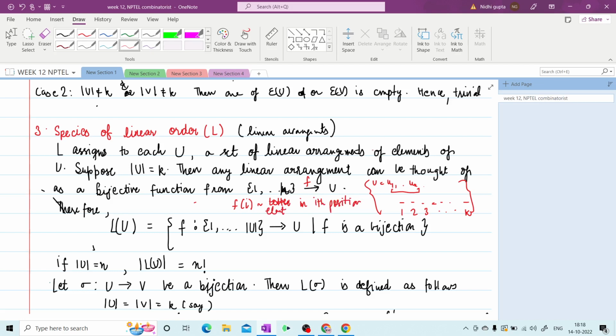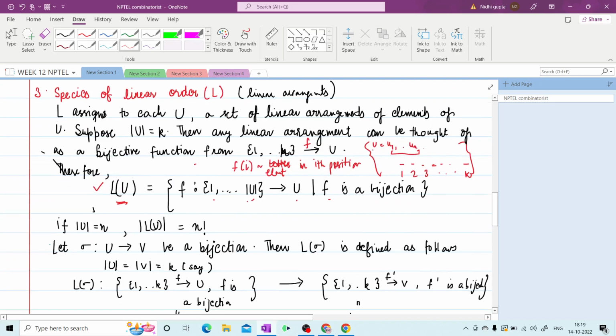So L(U) is basically the collection of all bijective functions from 1 to order U. So if order U is equal to k, this bijective function goes from the set of natural integers up to k to U, 1 to k to U. So it is a bijective function from 1 to order U to U. Now this is the assignment of each set.